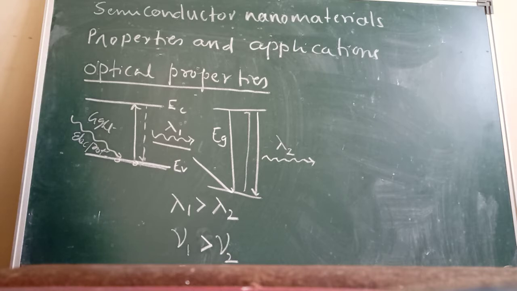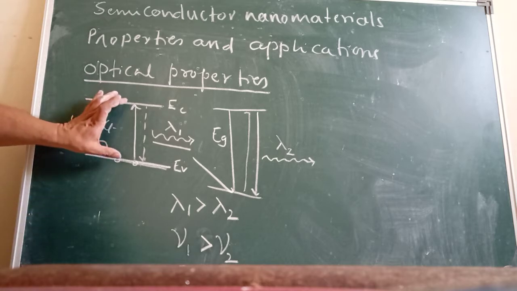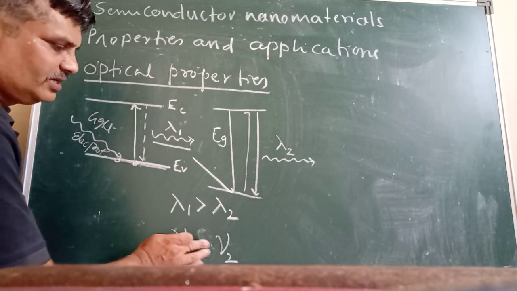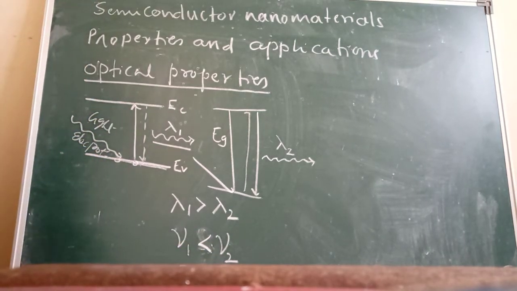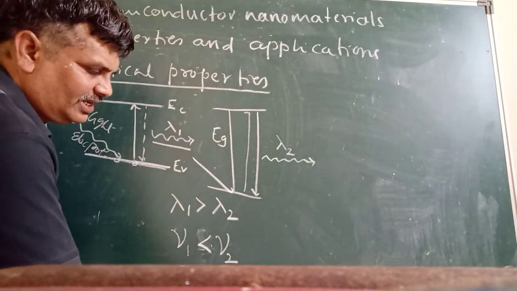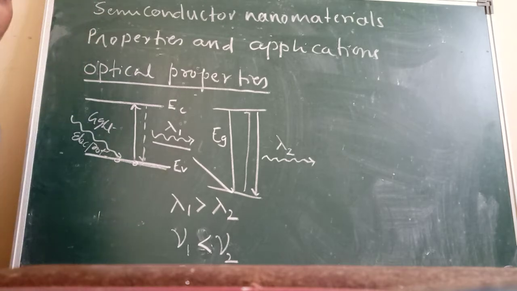Lambda, the smaller the wavelength, the smaller the frequency. This is less, correct. So lambda 1 is less, nu1 is less than nu2, and E1 is less than E2, like this.